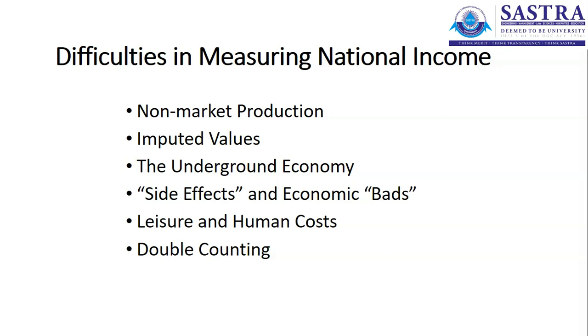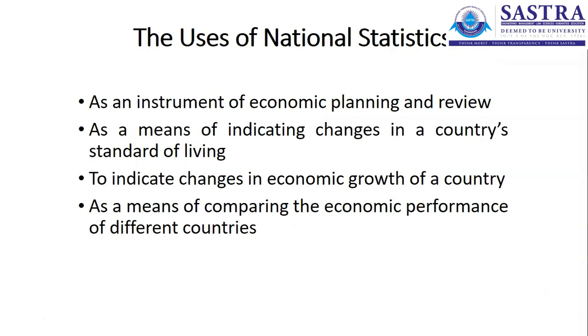And the double counting: the total value of goods and services may be calculated in the factor cost as well as in the market price. It is like a double counting effect in the market. So these kinds of things make the calculation of national income very difficult.